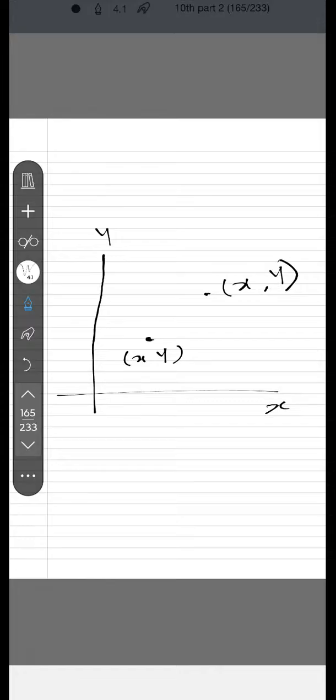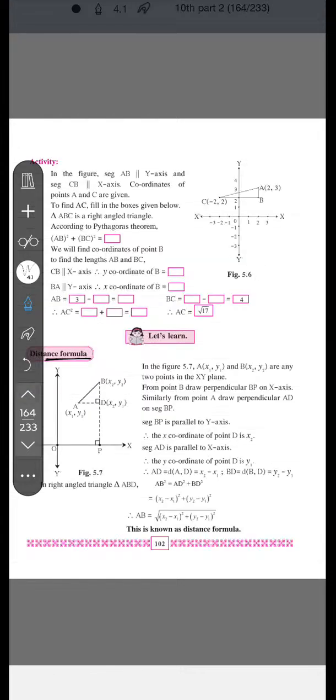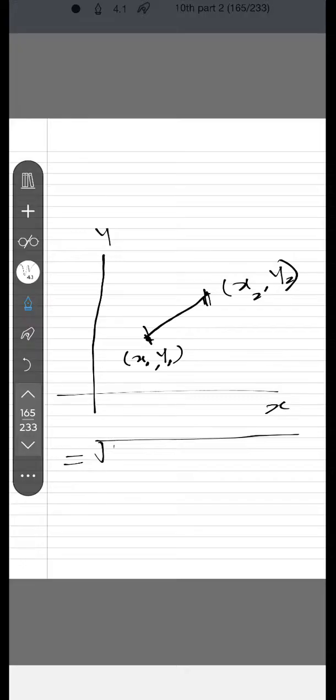So I can represent that x as x1 and y as y1, and x as x2 and y as y2. Now here you can observe, this is the distance. So what is the distance formula? It says the square root of x2 minus x1, see, the bigger side, x2 minus x1 bracket square plus y2 minus y1 bracket square. What does it say? x2 minus x1 and y2 minus y1.